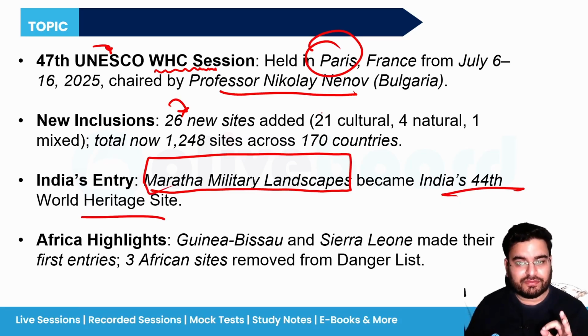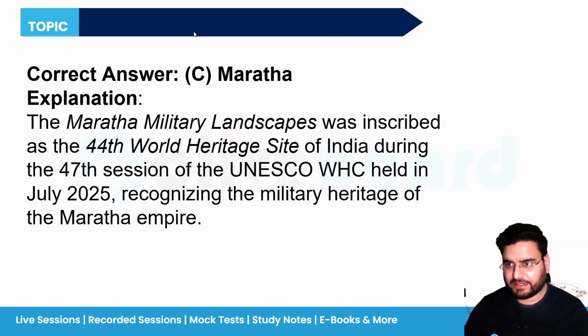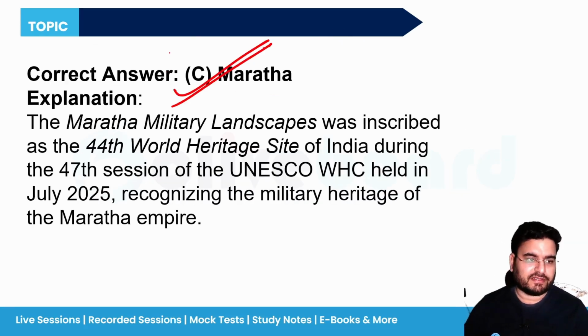So how many World Heritage Sites are there in India? 44. The last one, the recent one to add is Maratha military landscape. Okay, chal. So remember this thing. So C, the Maratha, is the correct answer. Maratha military landscape. Got it?